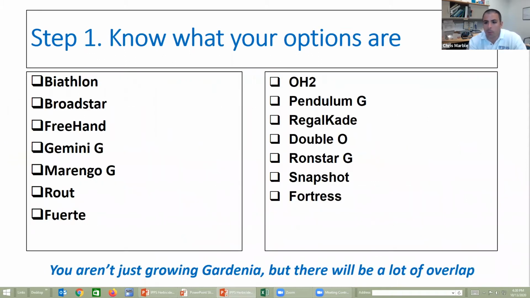In this example, we're going to say that we just want to use granular options. So on this slide, I'm listing all the granular options that are labeled for use on Gardenia jasminoides. Now, you're not going to be just growing Gardenia, but there's going to be a lot of overlap with a lot of the other crops. And so you just have to start somewhere. So in this example, we're going to start with Gardenia.